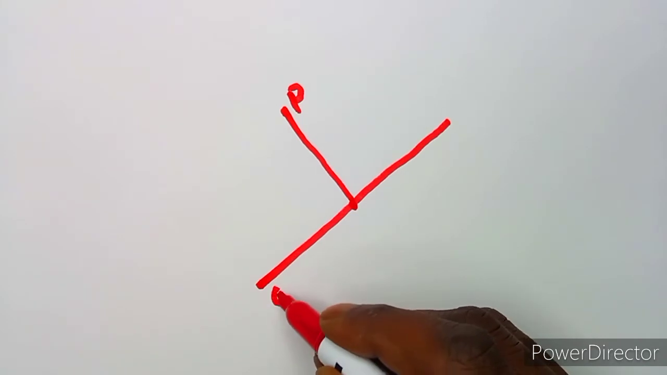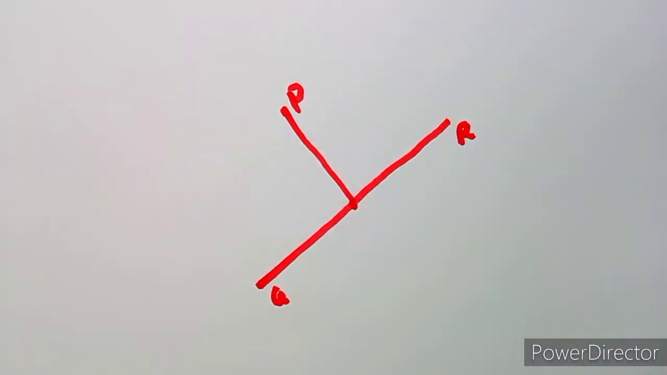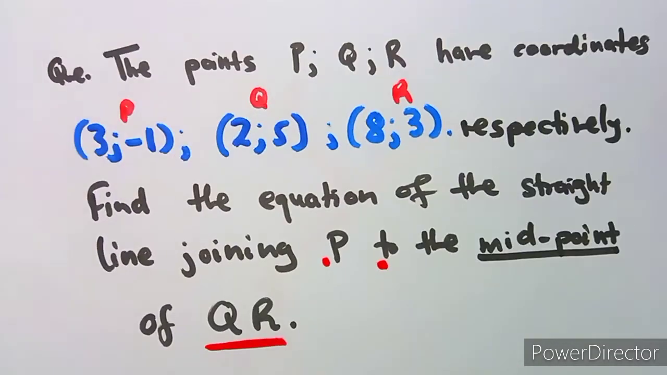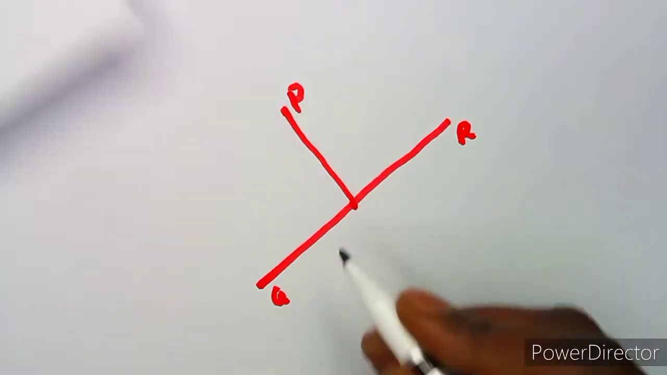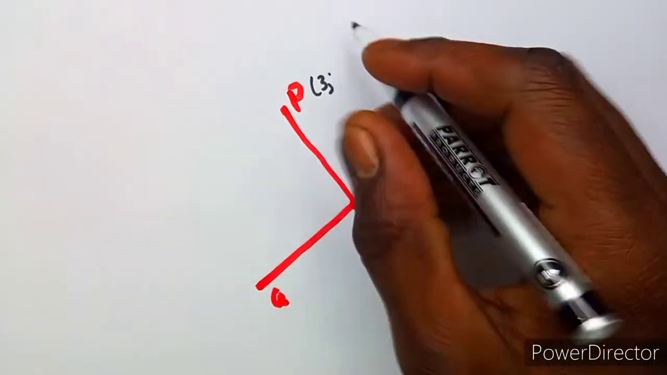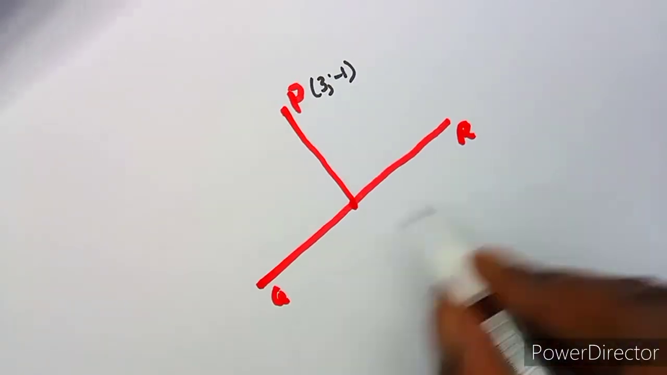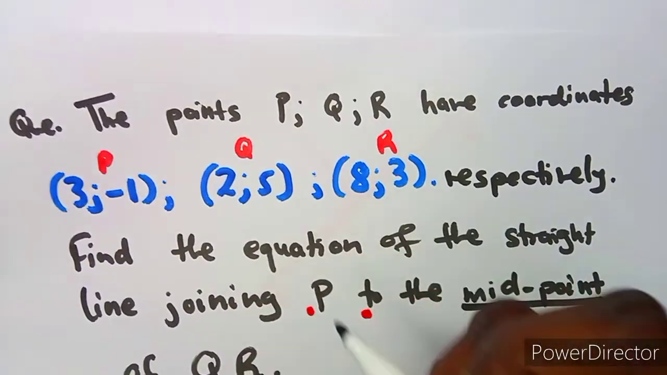So let's say this is your QR. All right, so this is my point Q. Remember, I'm given the coordinates here, so I'm just going to indicate these coordinates, which is 3, -1 on P. This is 3, -1. This is just a sketch, guys. All right, Q is 2, 5.